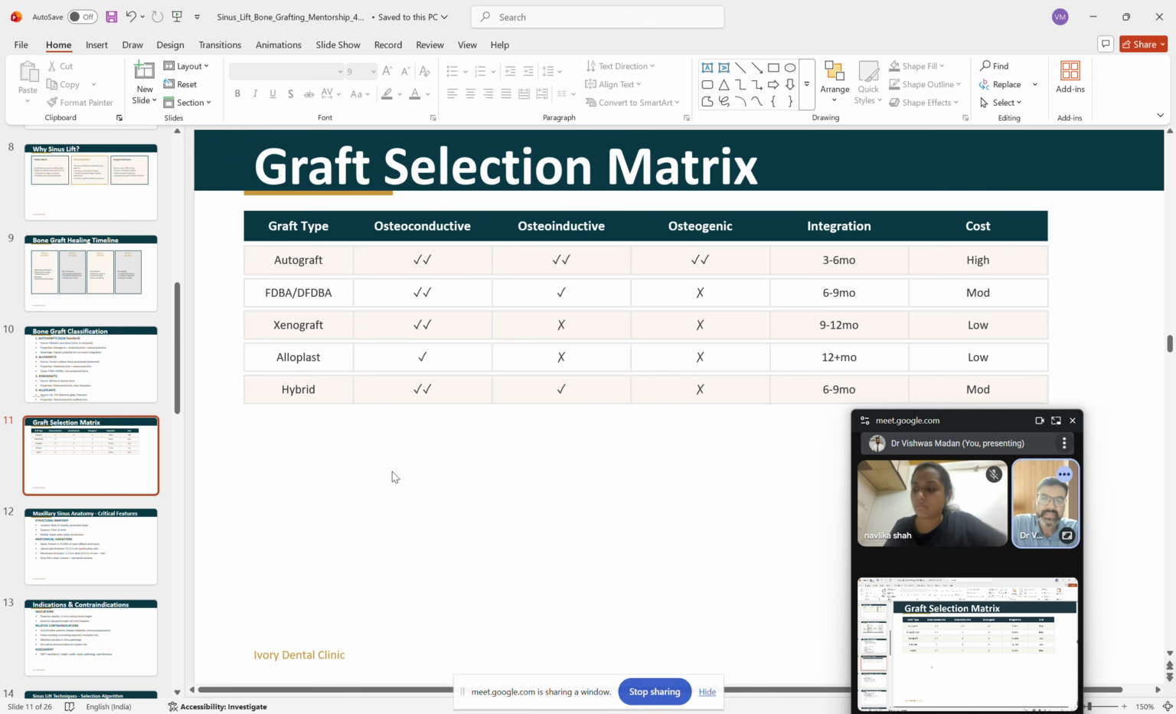ठीक है. Then second one we have is allograft, which is the example is DFDBA या FDBA. DFDBA FDBA का मतलब है freeze dried bone allograft या demineralized freeze dried bone allograft. ये ऑस्टियोकंडक्टिव तो है ही, क्योंकि एकदम बोन के जैसा इसका मैट्रिक्स है, किसी और का ही बोन है ना. ये ऑस्टियो इंडक्टिव भी है बिकॉज इसमें वो प्रोटीन भी है, थोड़ा थोड़ा मात्रा में, इतना नहीं है, थोड़ा सा है जो बोन सेल्स को बुलाएगा.